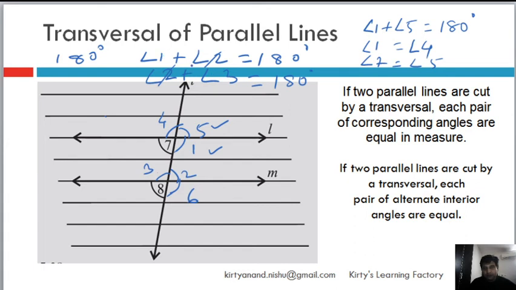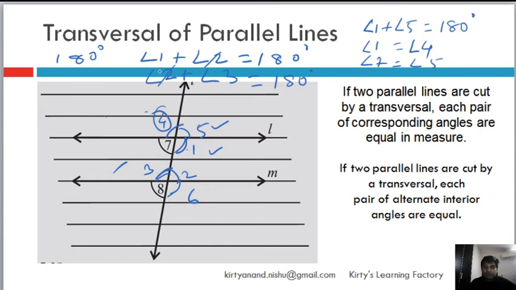Angle 1 is equal to angle 3, right? But angle 1 here you can see is a vertically opposite angle of angle 4. So angle 4 is equal to angle 3, which is the corresponding angles are equal in measure. Similarly, you can prove that angle 5 is equal to angle 2.